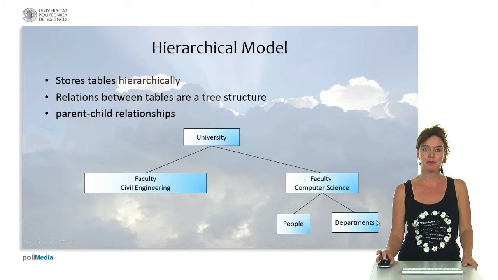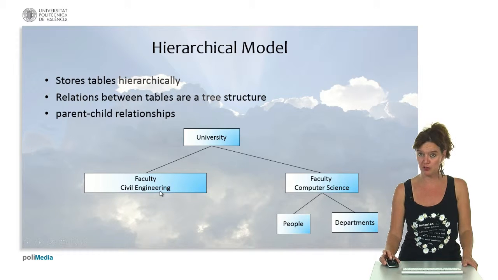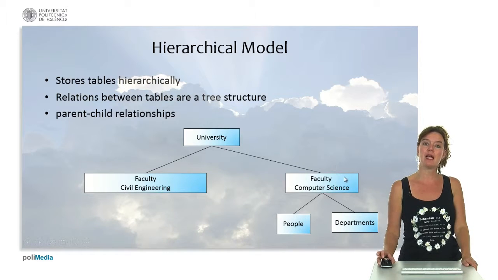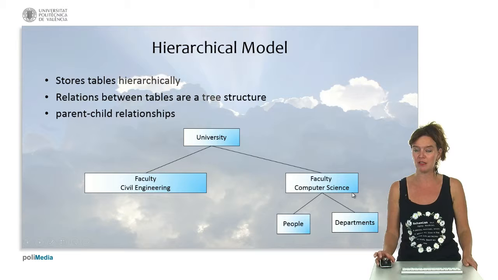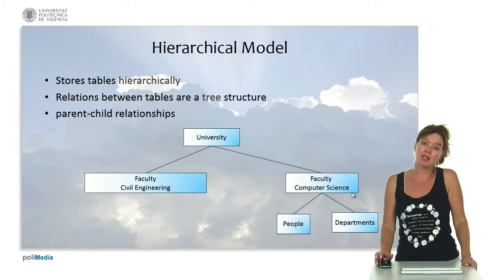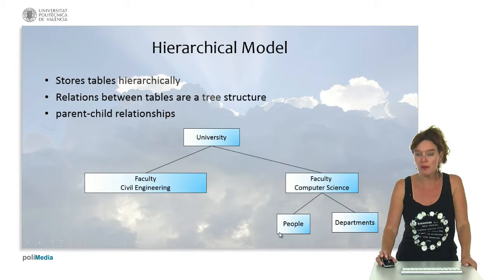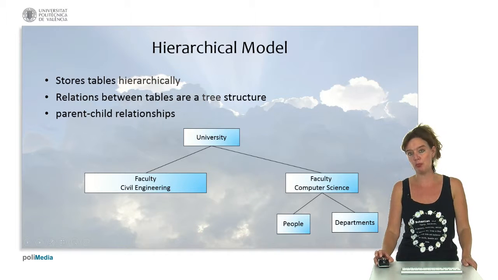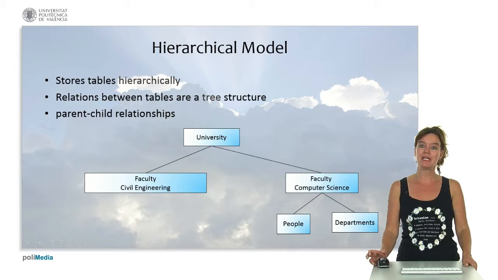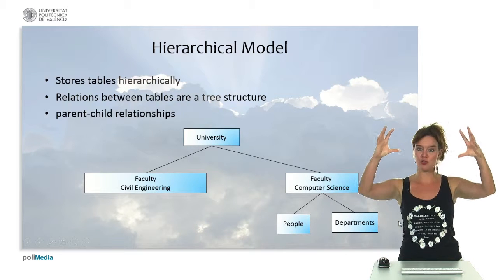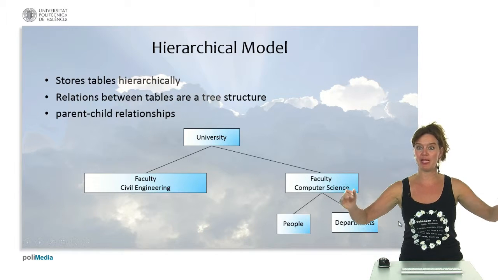There's a university and it has a relationship to the table that contains data of the Faculty of Civil Engineering, and it has a relationship with the table that contains information of the Faculty of Computer Science. And the Faculty of Computer Science, again, there is a relation to people that work there and different departments in the faculty. So we see that we make a tree-like structure of the tables and the relationships.